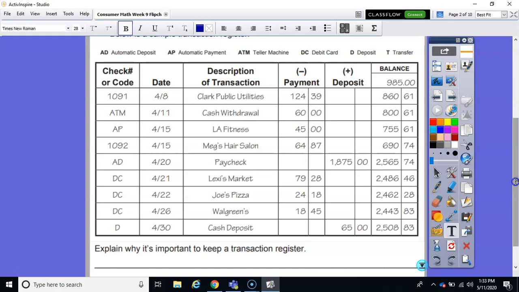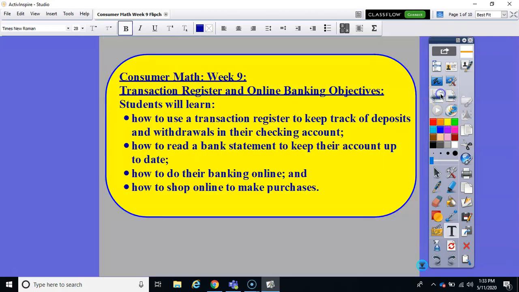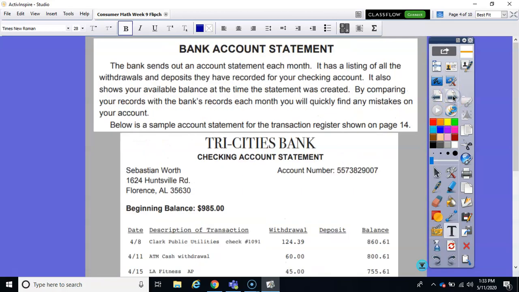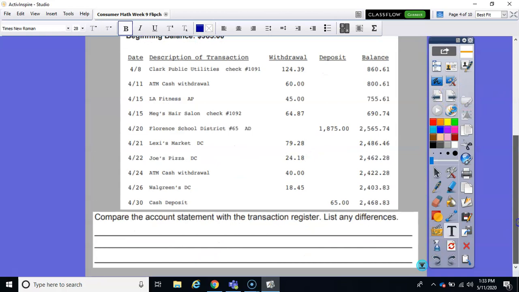Is that right? Did I miss something? Hold on. We got Walgreens, $18.45. Okay, this one I did not see listed on our transaction register. So that could be a case of maybe we accidentally forgot to write it down, that ATM cash withdrawal of $40, or maybe somebody used our card and somehow got that $40 out.